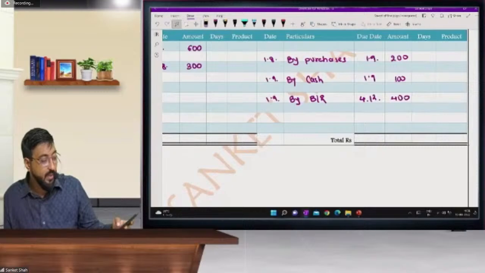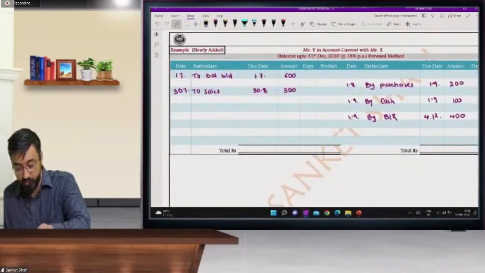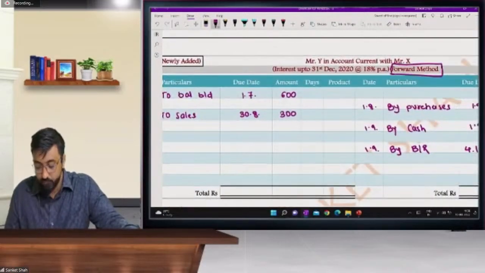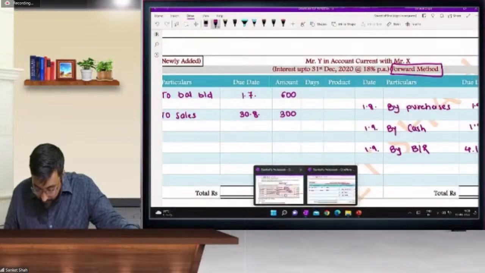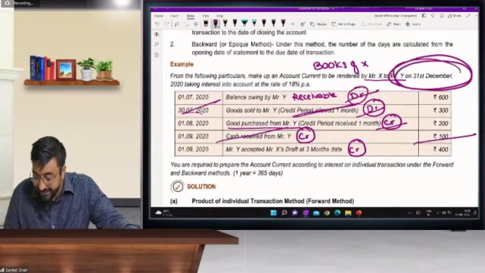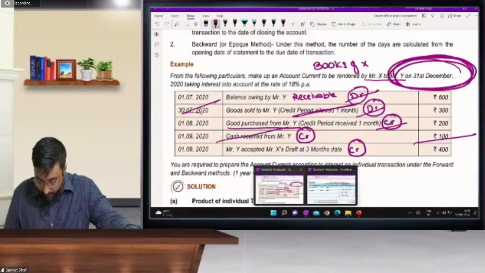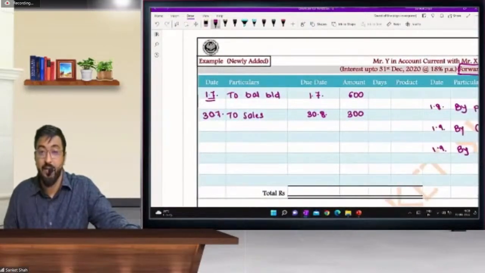Everyone, over, beta. Now it's your time. Now I will show you the days calculation. Okay, now the forward method. How to calculate days? Now this statement date is given in the question, up to 31st December. How many days, beta? Normally, we never consider the first date. So I will show you for 30th July first.